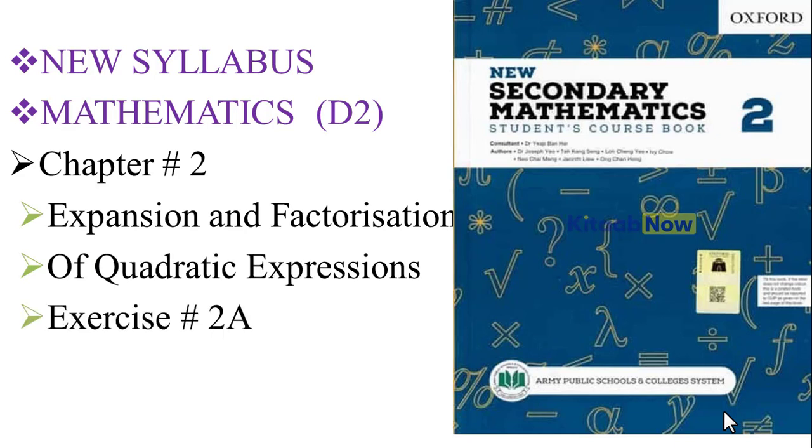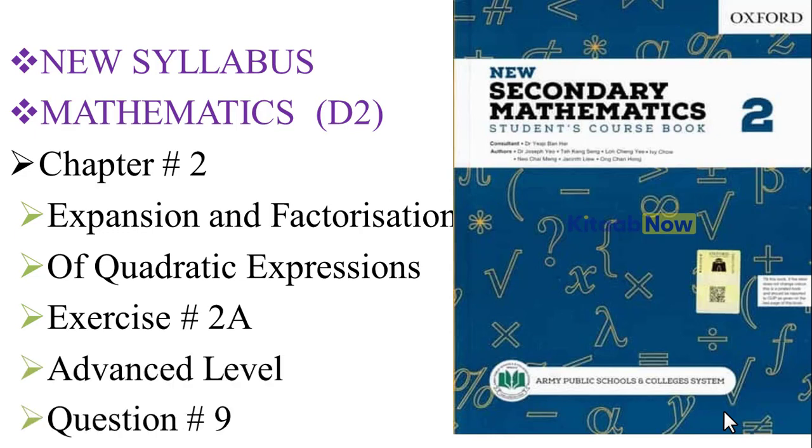In Exercise 2A, advanced level, there is only one question, question number 9. Today we will solve the advanced level question, question number 9. In question number 9, we are given: expand and simplify each of the following expressions.